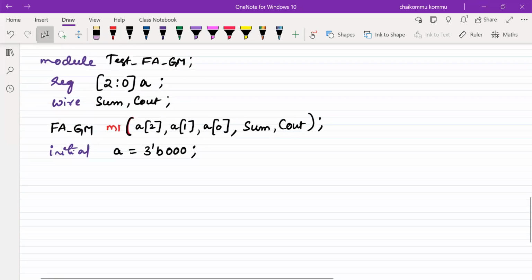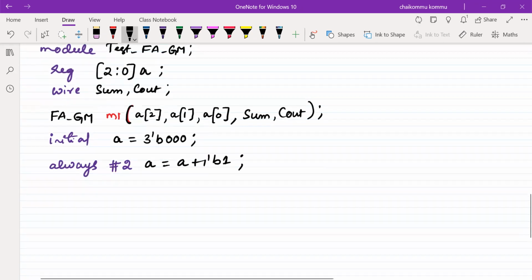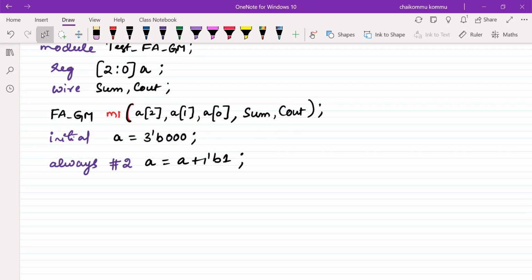Now I am going to use an always statement. Always, for every 2 nanoseconds, A is equal to A plus 1 bit of 1. That's it. Therefore A will be incremented every time. So A is nothing but A of 2, A of 1, A of 0. According to that vector, it will choose that one.